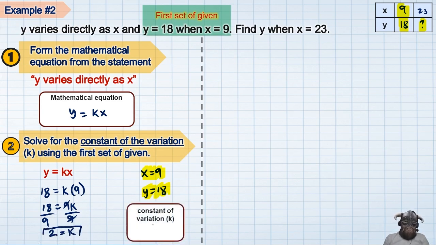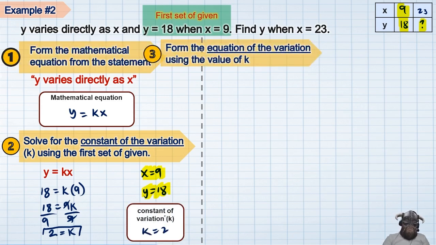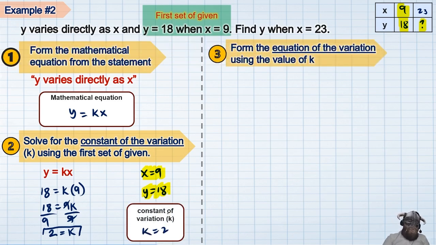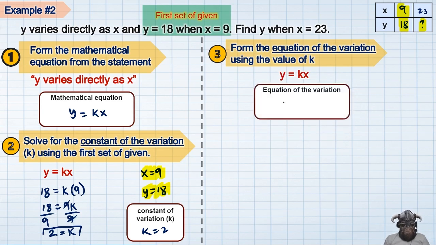So what's our constant of variation? K is equal to positive 2. So we'll use that constant of variation to form the equation of variation. Since nakuha na natin na 2 yan, we'll once again use y is equal to kx. Then we substitute 2. Itong 2 na nakuha natin as value of k, palitan natin, then copy x. So our equation of variation is y is equal to 2x.